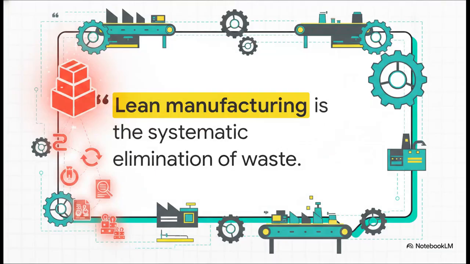Next up, Section 4, the ultimate waste, overproduction. We really need to elevate the stakes here for a second. While all 8 of those wastes are absolutely terrible for efficiency, there's actually one mastermind coordinating all the rest.